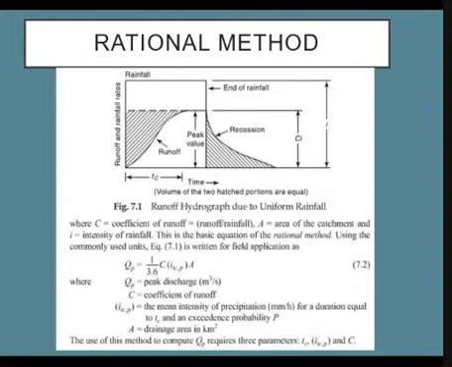The use of this method to compute QP requires three parameters: I_tc,P and C. I_tc,P is the mean intensity of precipitation in millimeter per hour for a duration equal to Tc and an exceedance probability P, and A is the drainage area in square kilometer.